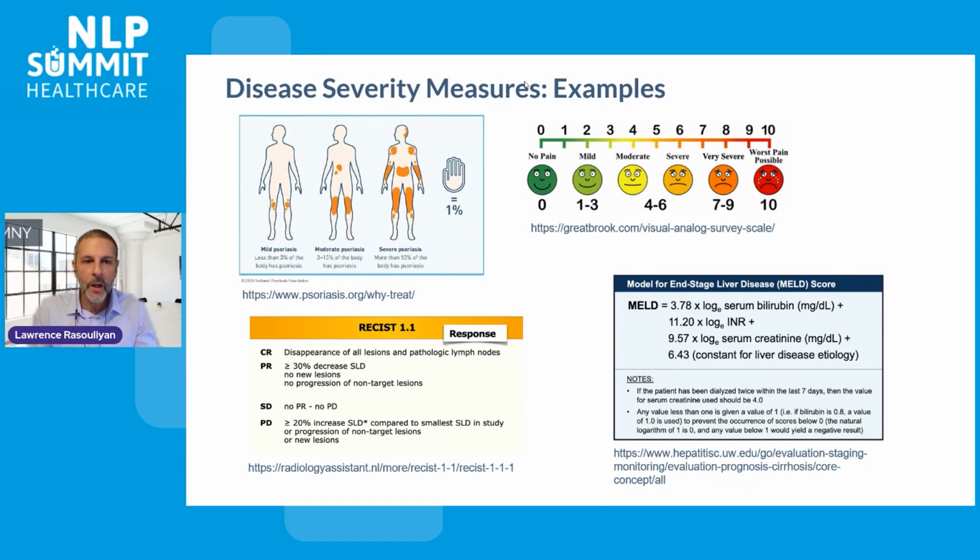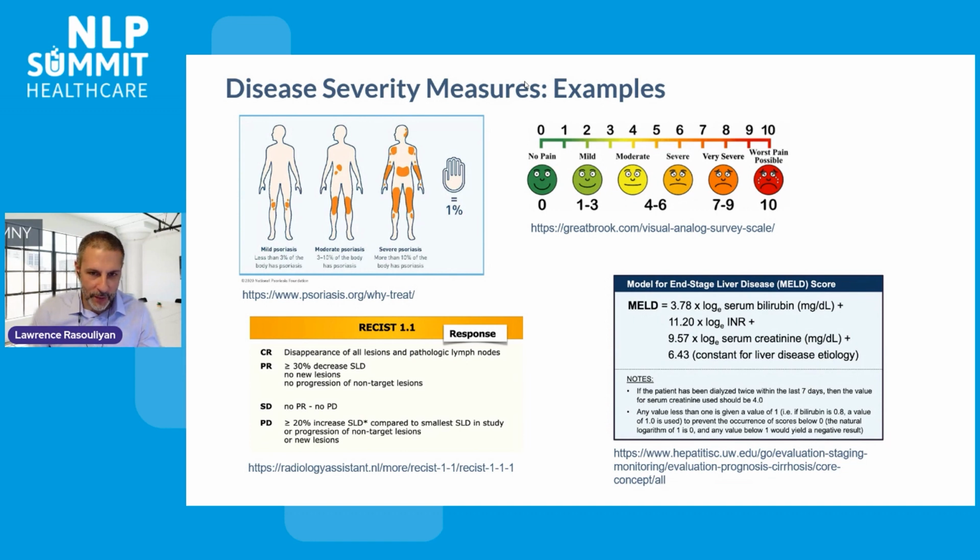And then the last example I wanted to give here is on the bottom left, which is the RECIST criteria. This is used in oncology to measure disease progression. So these abbreviations here are CR, complete response, and then you have partial response, stable disease, and progressive disease. And the reason I put this one on here is because it gives an example of a relative measure rather than an absolute measure.